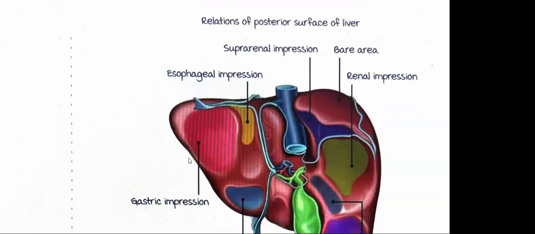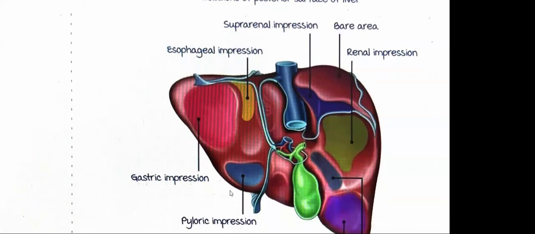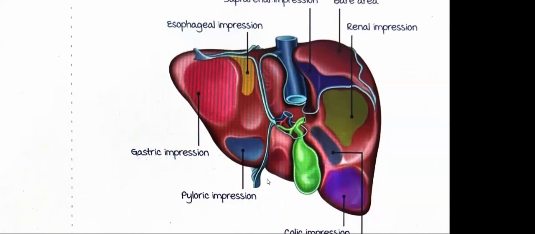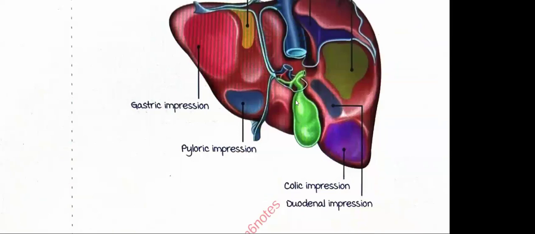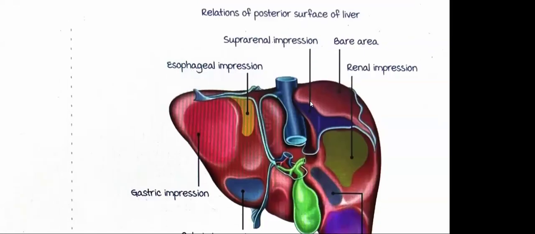Relations of the surface of the liver: suprarenal impression, bare area, renal impression, esophageal impression, gastric impression, pyloric impression, colic impression. This is duodenal impression. This is suprarenal impression. This is the bare area.